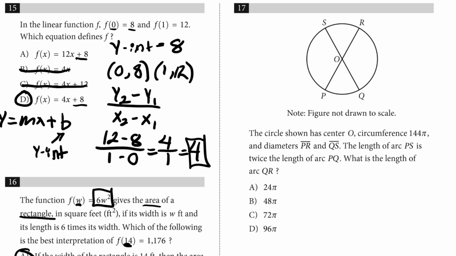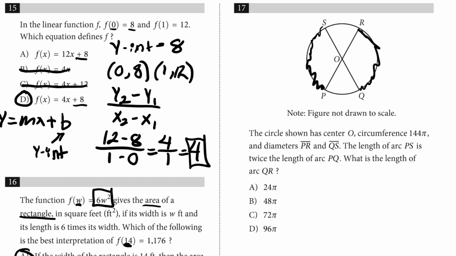Number 17. The circle shown has center O, circumference 144 pi, and diameters PR and QS. The length of arc PS is twice the length of arc PQ. What is the length of arc QR? So if we look at the circle, we can see that PS is the same length as QR. So whatever the PS arc length is, is going to be the same as QR.